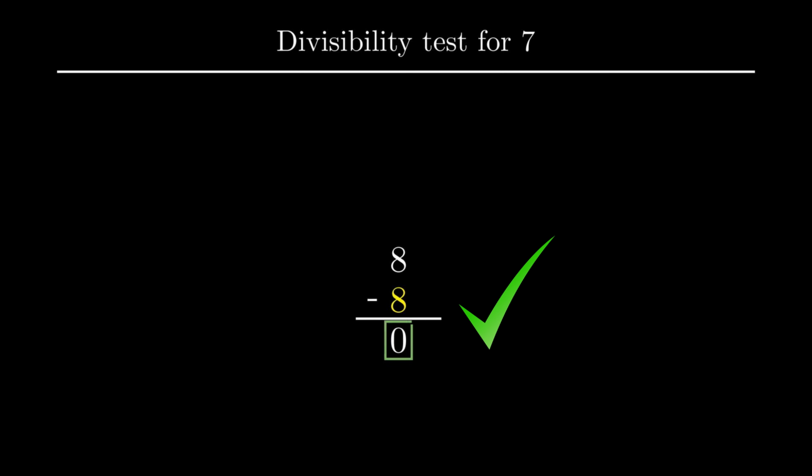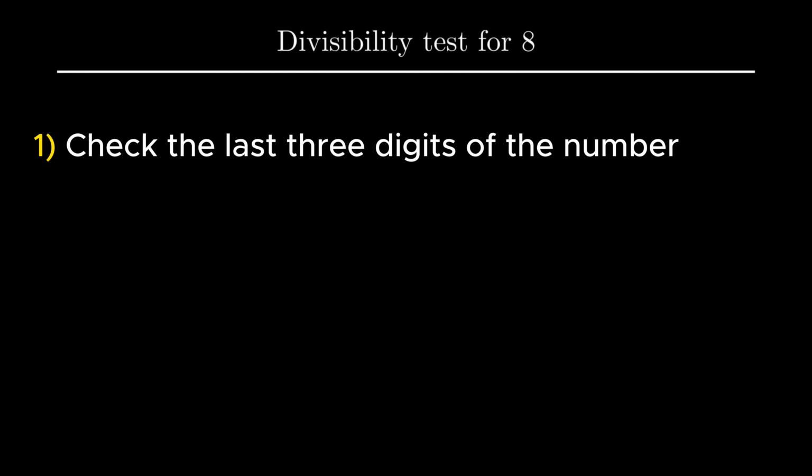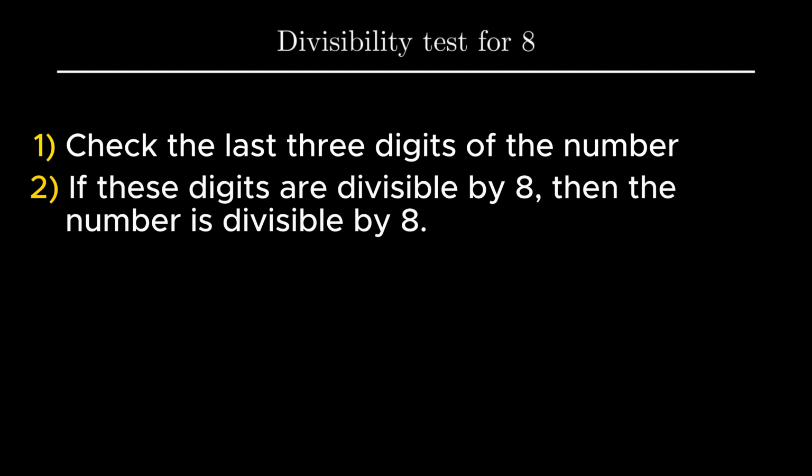Next, let's understand the divisibility test for number 8. To check this, just inspect the last 3 digits of the given number. If these 3 digits are divisible by 8, then the given number is also divisible by 8. Consider a number as 1,08,256. The last 3 digits of this number is 256. Since 256 is divisible by 8, so the given number 1,08,256 is also divisible by 8.